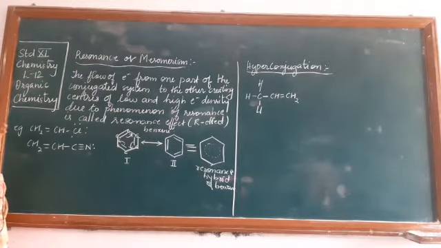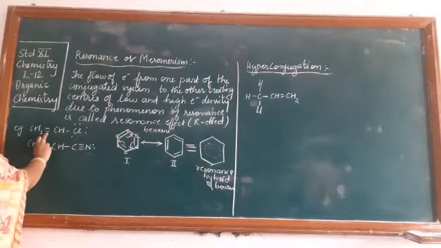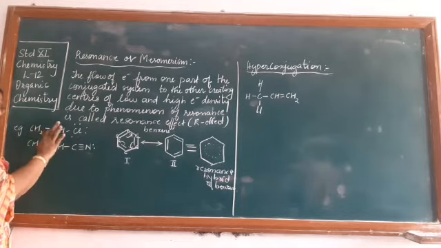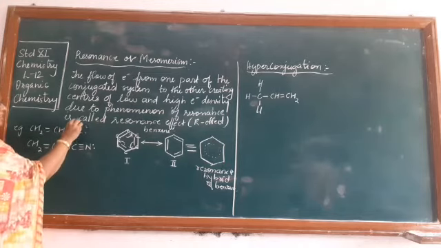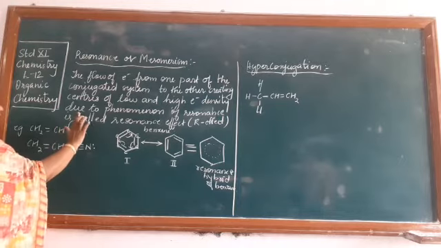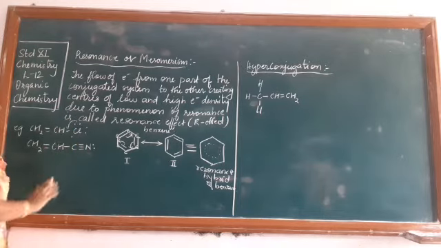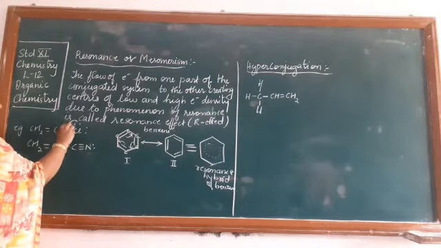Again, another example we can take here. You observe here CH2=CH-Cl. This is a double bond. This is a single bond. This is a conjugated system. Here what happens? This is the region of higher electron density, so it will exist here. So what is happening here? This pair of electrons is moving here.